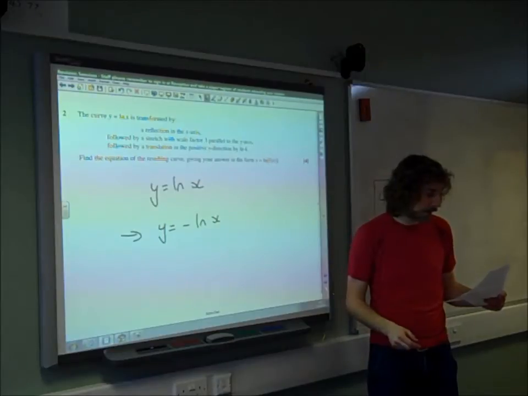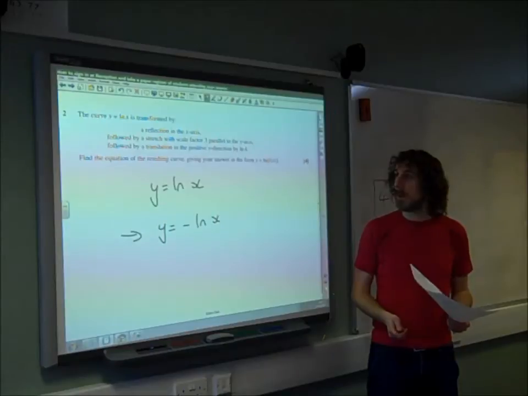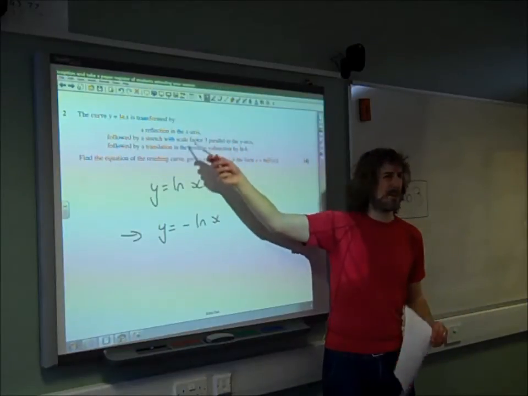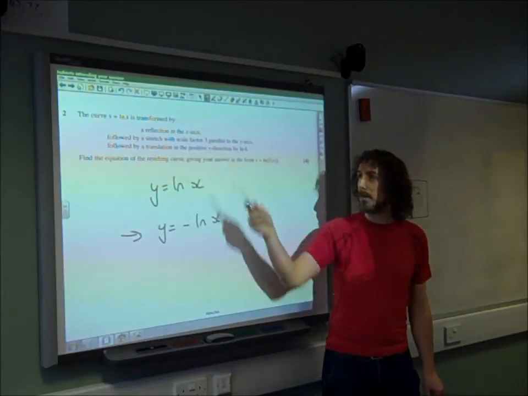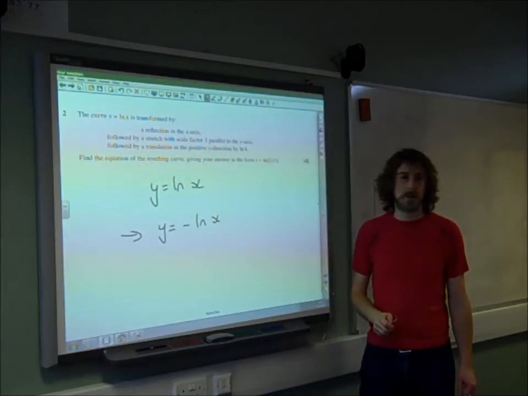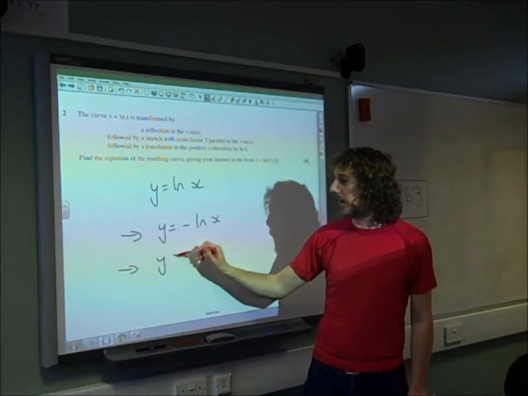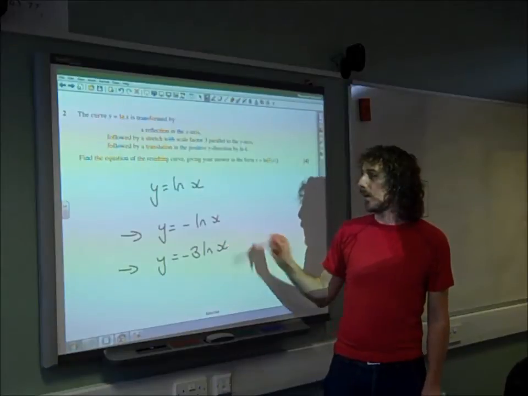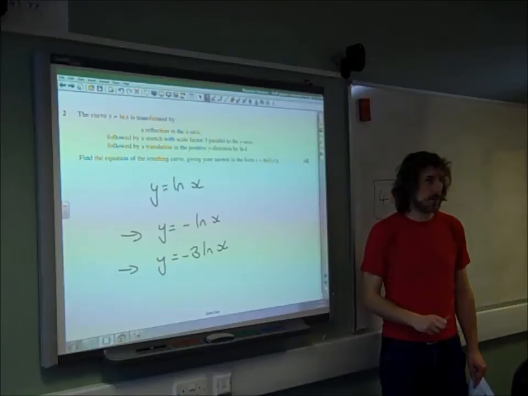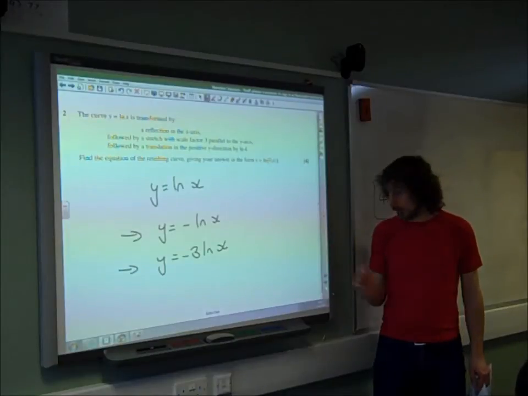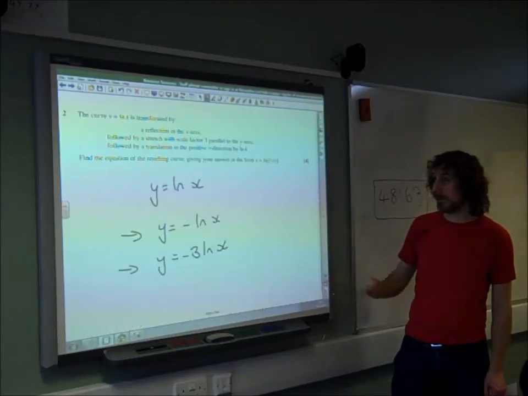Then it says, followed by a stretch with scale factor 3 parallel to the y-axis. Actually, we could have merged these together, couldn't we? Because the combined pair there really mean a stretch scale factor -3 parallel to the y-axis. So the next thing that's happened is that gives us our stretch scale factor 3 parallel to y. We're all in parallel to the y-axis kind of descriptions here.